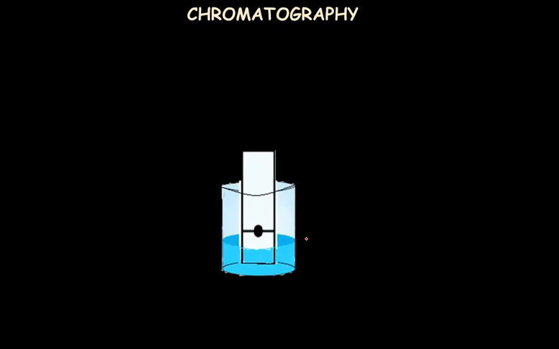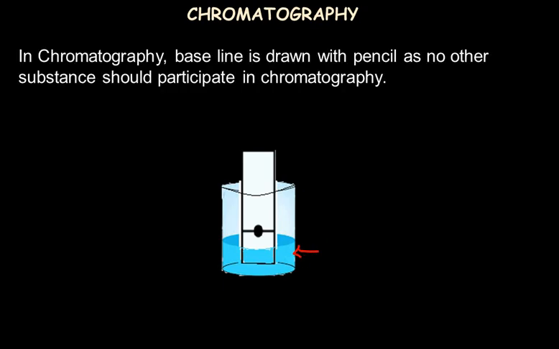Now here you can see that the chromatography paper is dipped into a solvent. Here the solvent is taken into a beaker, and we can also see that in chromatography the baseline is drawn with the pencil. Now let's understand what is a baseline. Baseline is the one which we have drawn at the bottom. So here is the baseline.